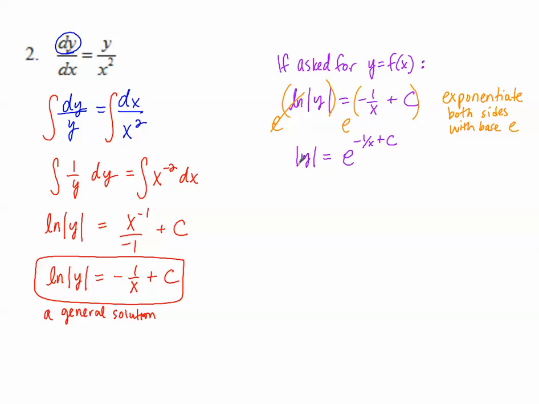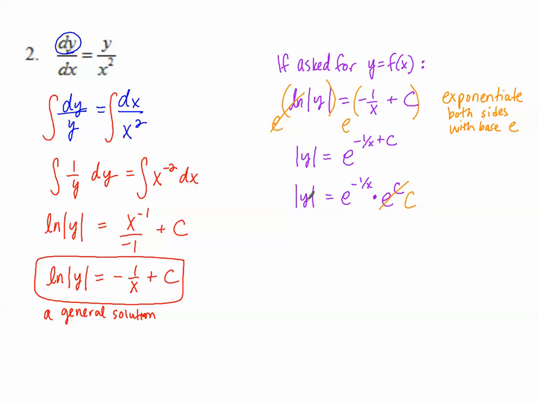Now we're going to work with this a little bit, because our exponent properties say that we can change this to e to the negative 1 over x times e to the c, because when I multiply numbers with the same base, I add the exponents. The left side will stay the same. Now, e to the c is a constant, and a constant is really just a general constant. So instead of writing e to the c, I am just going to call this c, a general constant.